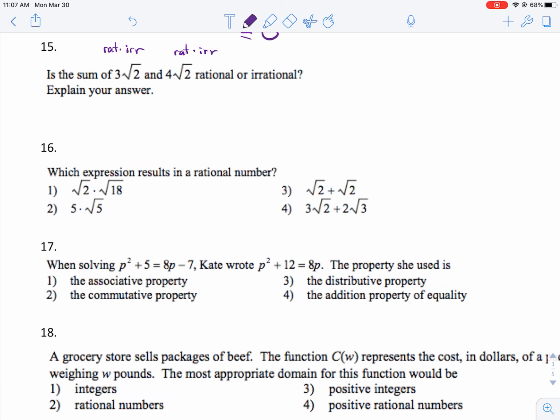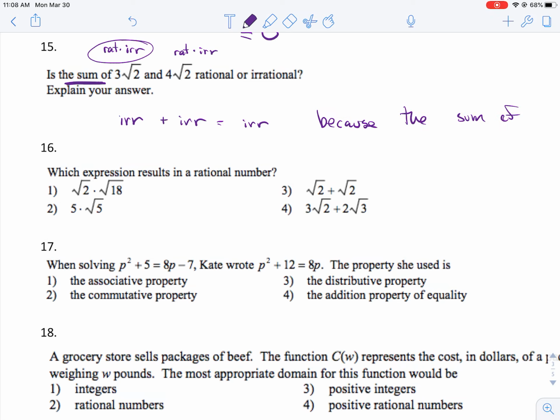And we got the same thing over here. Rational times an irrational. Now remember, when we got a rational times an irrational, that just means you get an irrational number. Which means we got an irrational number plus an irrational number, because that's what it means to have a sum. So is the sum of an irrational number plus an irrational number rational or irrational?